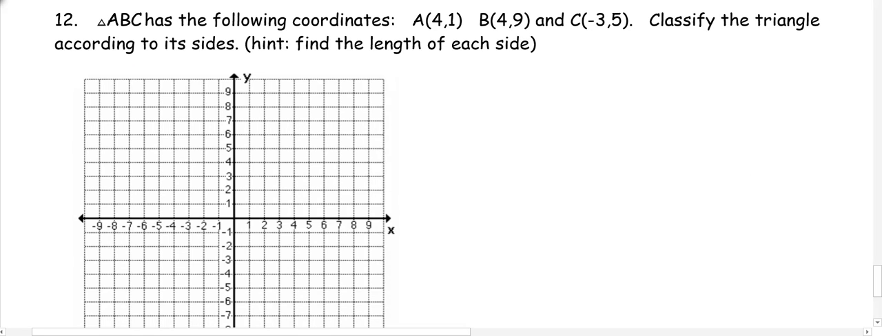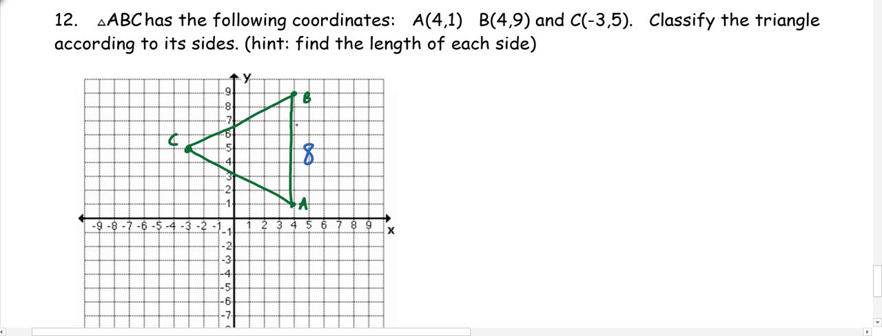So number 12, triangle ABC has the following coordinates. A is (4, 1), B is (4, 9), and C is (-3, 5). So we want to find the side measures in order to classify our triangle by its sides. AB is really easy to find because it's a vertical line. So I can just count the distance from A to B: 1, 2, 3, 4, 5, 6, 7, 8. I know that AB has a distance of 8.